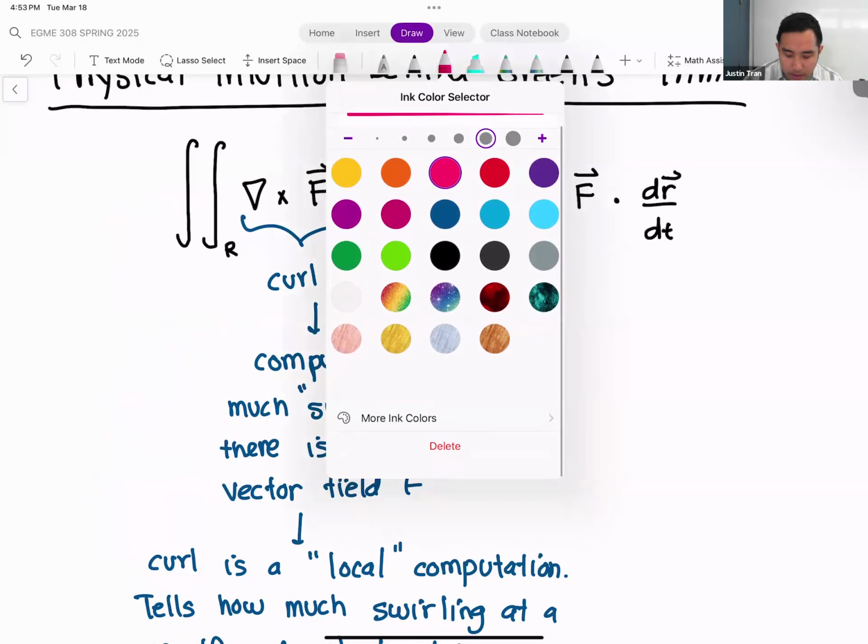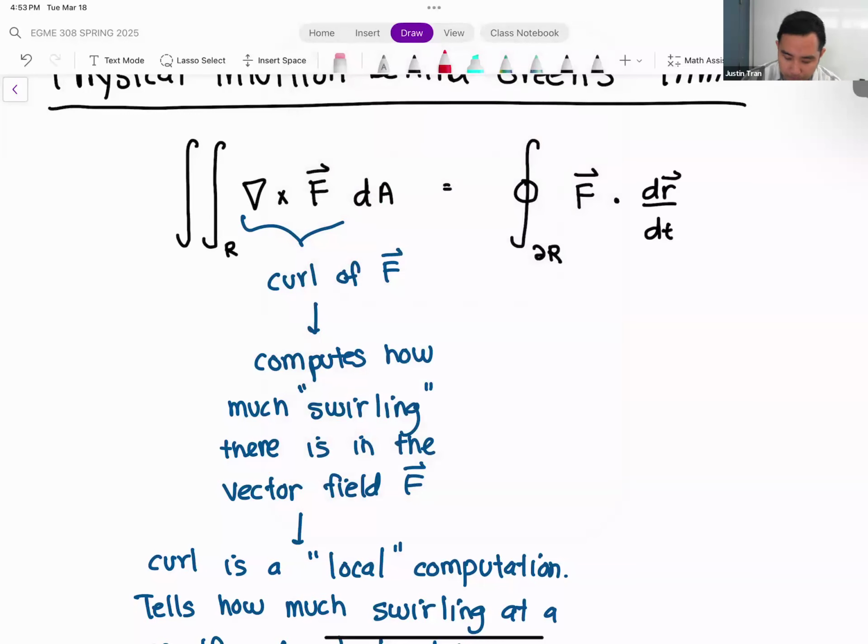So now let's look at the line integral. Okay, the key point to talk about with the line integral, and this is true for all line integrals, is this dot product quantity. Here we're taking the dot product between the vector field F and the tangent of the parametrized curve, dr dt.